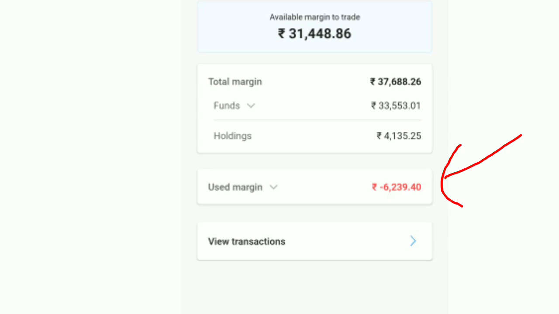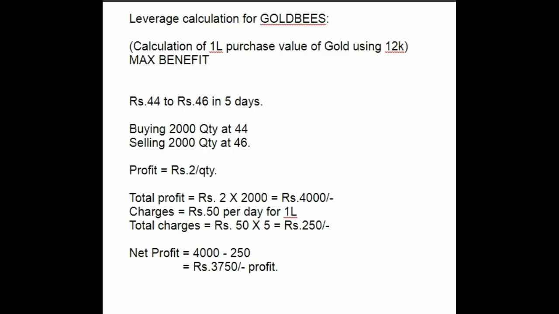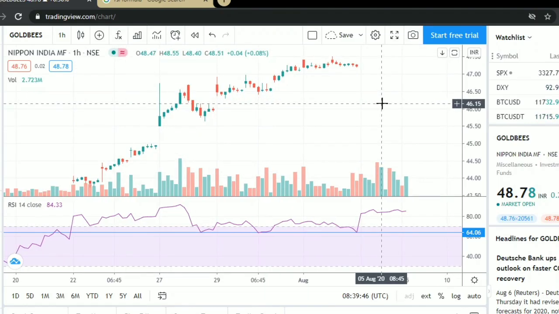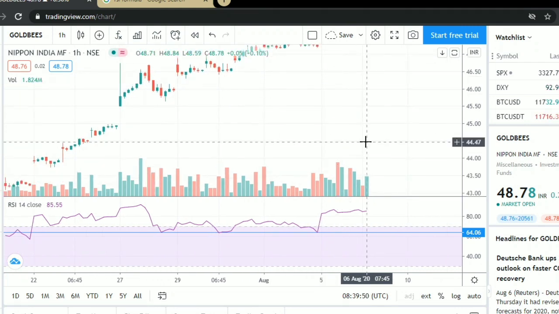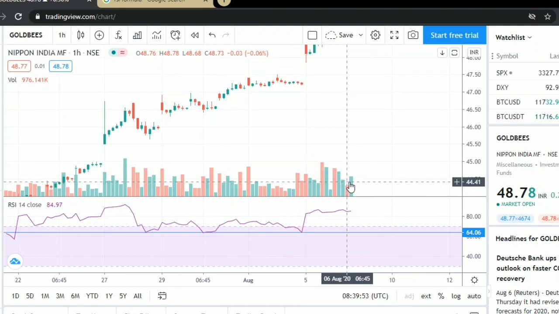However, if you are using this facility, they will charge you 50 rupees per day for every 1 lakh rupees. If I am buying around 2000 quantities of gold, it would cost me around 1 lakh rupees, and for that I will be charged 50 rupees per day for keeping it. But the value of gold is rising very rapidly. If we can see, it went from 44 to 46 in just 5 days.